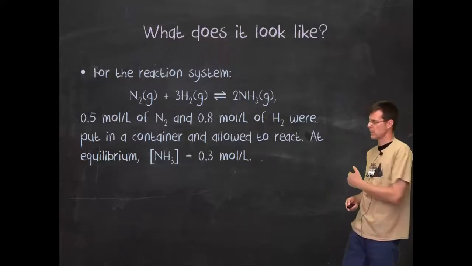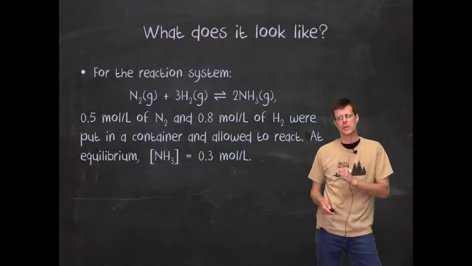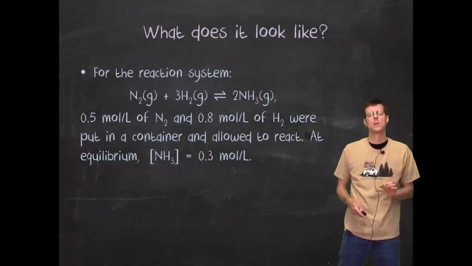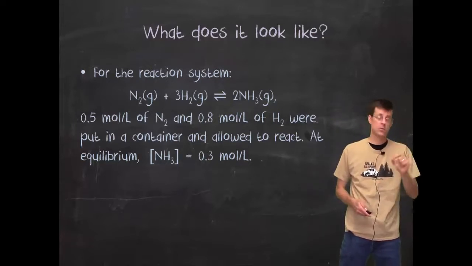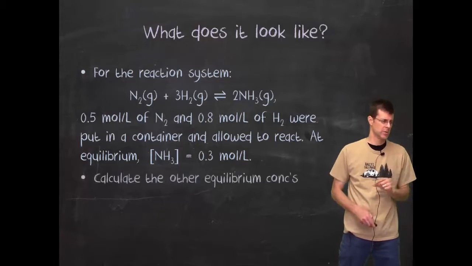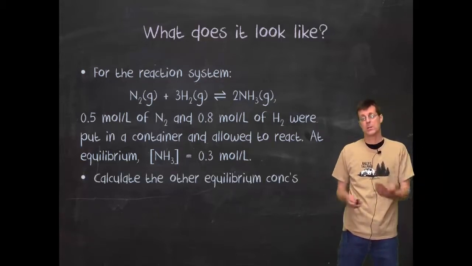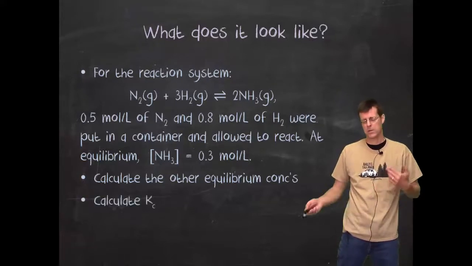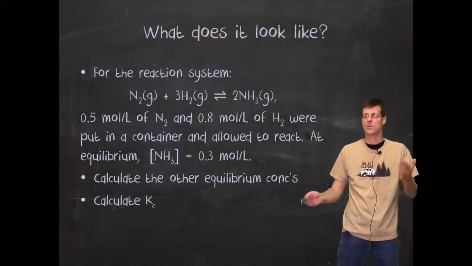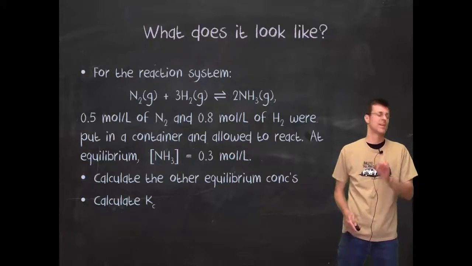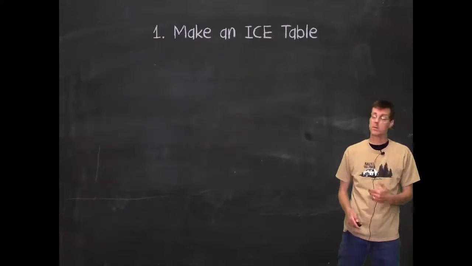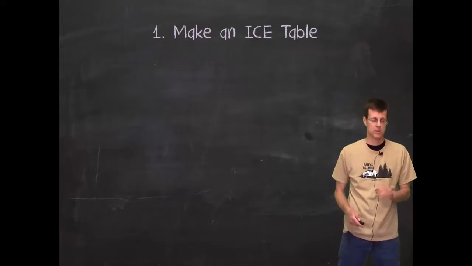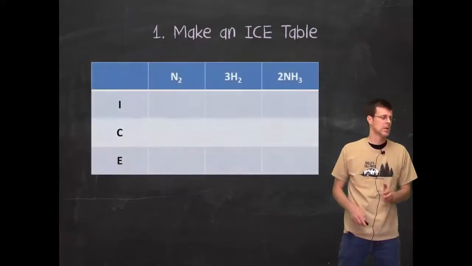So you've had time to read this, you've perhaps paused it to write it down, but what we've got here is known initial concentrations and a known equilibrium concentration. And then your job is to calculate the other equilibrium concentrations and the value of K. Okay, and you're going to do that using an ice table. Now an ice table is going to be a really, really handy tool. We'll shorten it up a little bit later, but it's really important.